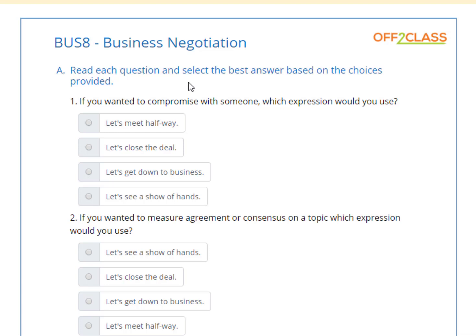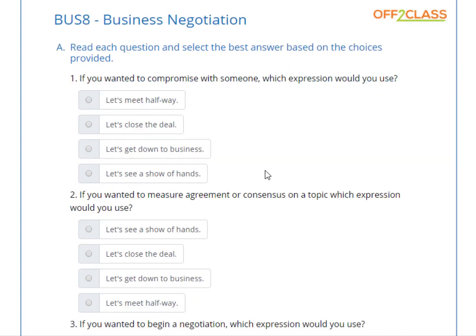So in this section, read each question and select the best answer based on the choices provided. If you wanted to compromise with someone, which expression would you use? Let's meet halfway. Let's close the deal. Let's get down to business. Let's see a show of hands. Do you remember this idiom? Right, remember this is one of the first things we covered. So go back through this lesson, go back to the beginning, and review the idioms that we talked about if you have questions. And if you'd like, you can also go on Google and look up the meaning. Because remember, the mind learns through repetition, and you will learn faster through immersion.